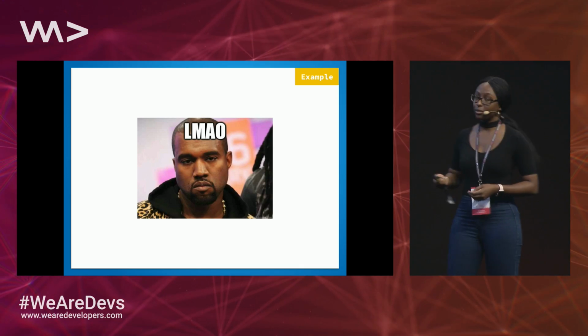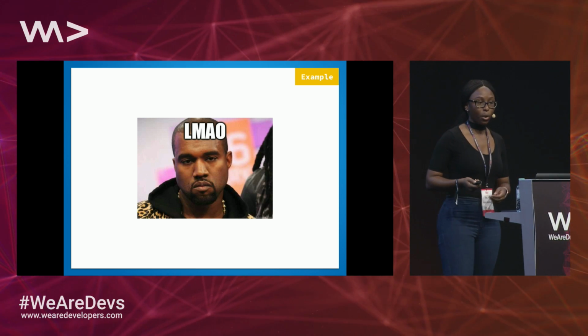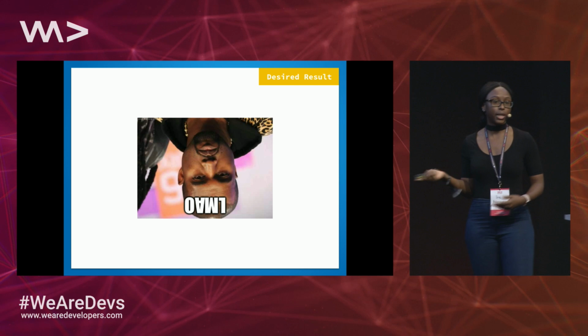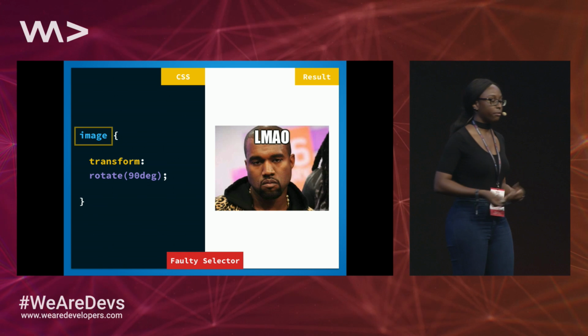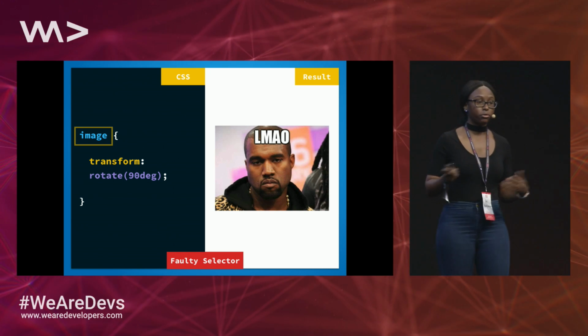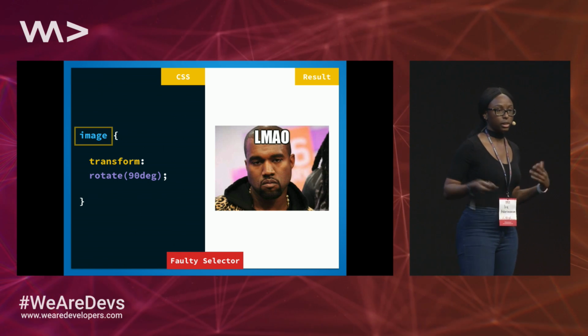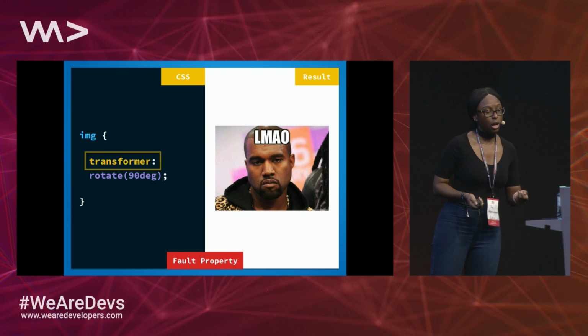So we have this lovely image of Kanye laughing his ass off. And what we want to do is just rotate it 180 degrees. So what happens if we have a faulty selector? For example, here I've written image instead of just img. And as we can see, nothing happens. It's like I just never applied the style.